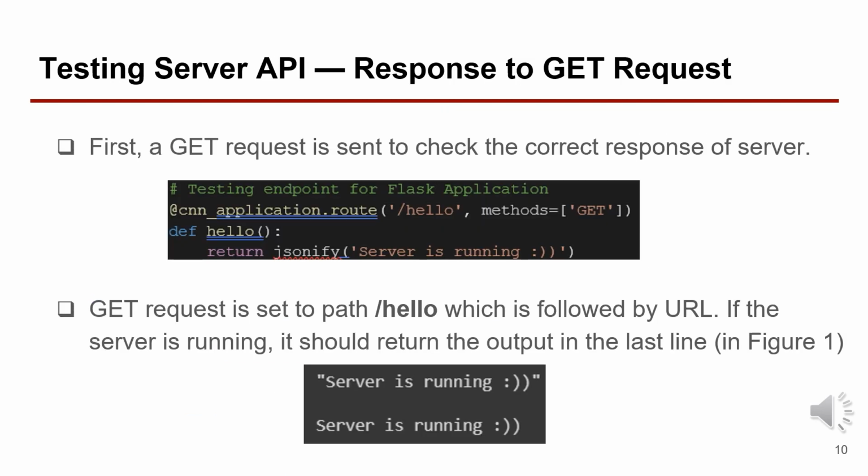In this slide, we are testing the server API. So first, to test it, we send a GET request, because GET requests are really simple. You do not send an input with a GET request. So when the GET request is sent, the server should return the line "server is running", which is our output, which you can also see in the figure. That was our coding. And this GET request is set to the path /hello, which was set by myself. And then this is followed by the URL in which the server is running. So as you can see, the output is correct, which shows that the server is serving its purpose correctly.